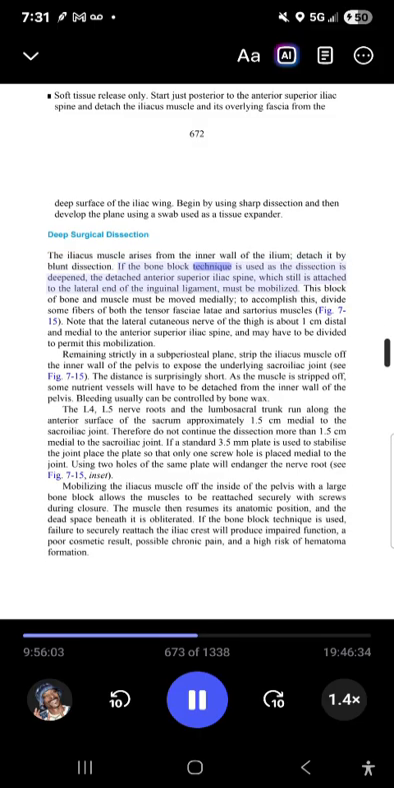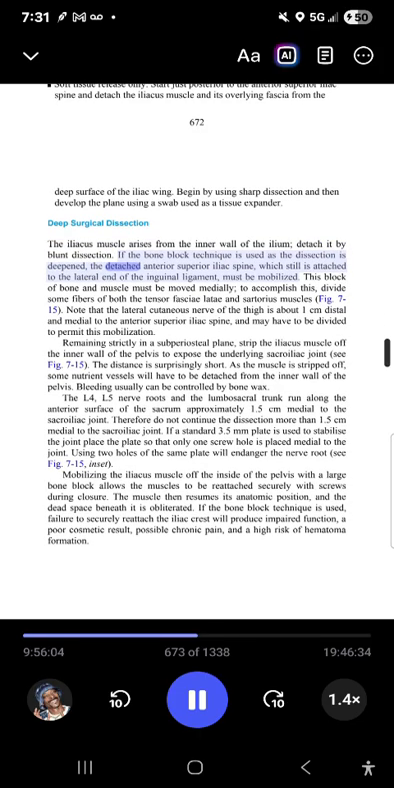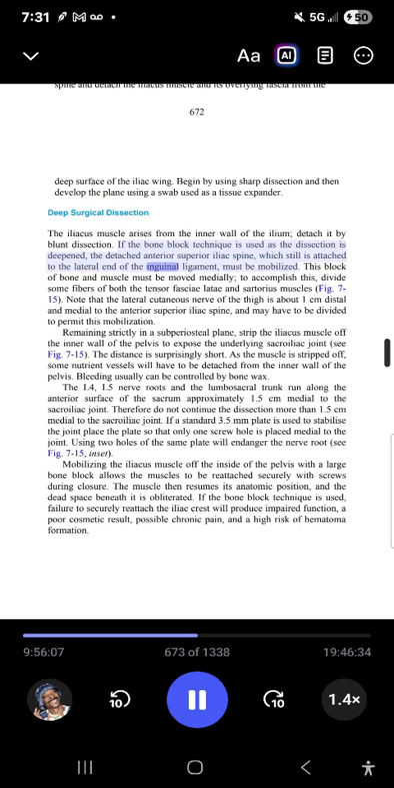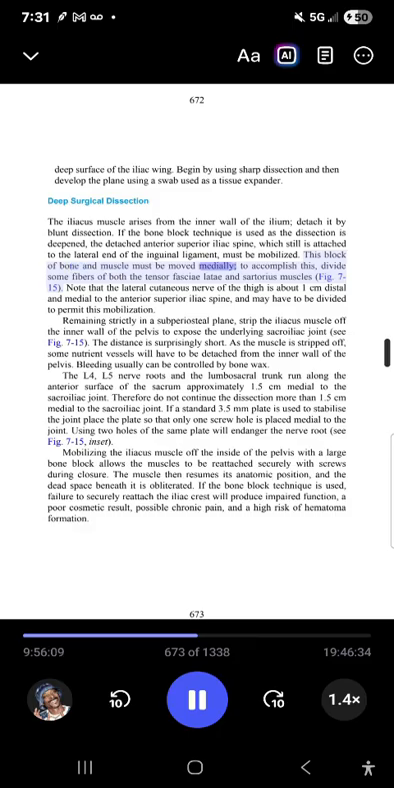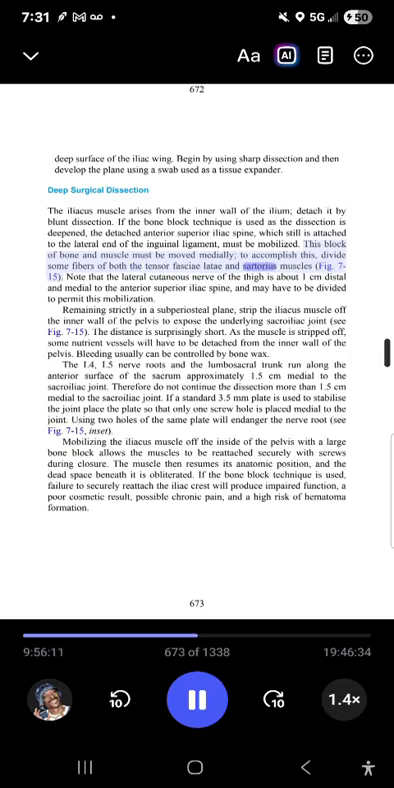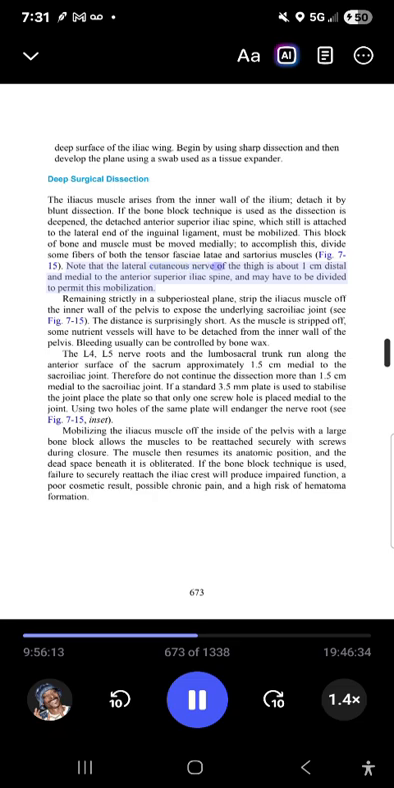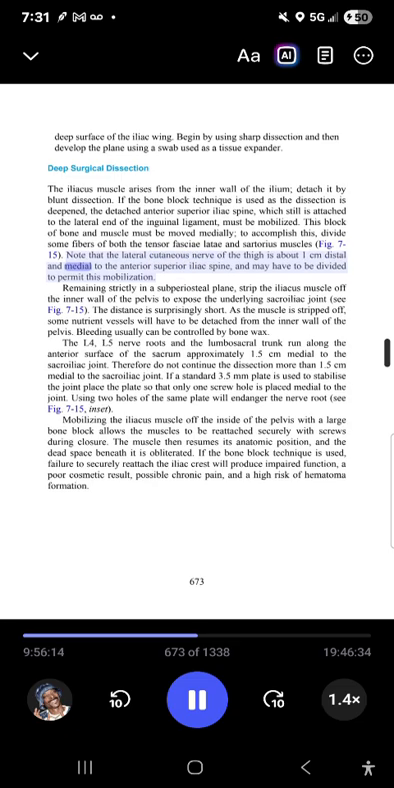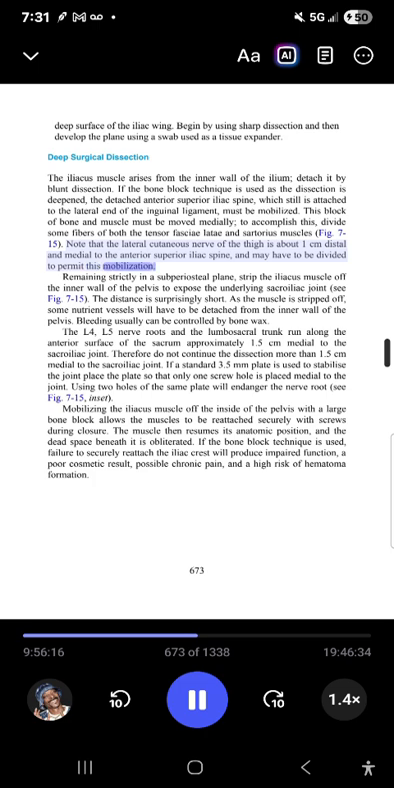If the bone block technique is used, as the dissection is deepened, the detached anterior superior iliac spine, which still is attached to the lateral end of the inguinal ligament, must be mobilized. This block of bone and muscle must be moved medially. To accomplish this, divide some fibers of both the tensor fasciae and sartorius muscles, figure 7-15. Note that the lateral cutaneous nerve of the thigh is about 1 centimeter distal and medial to the anterior superior iliac spine, and may have to be divided to permit this mobilization.